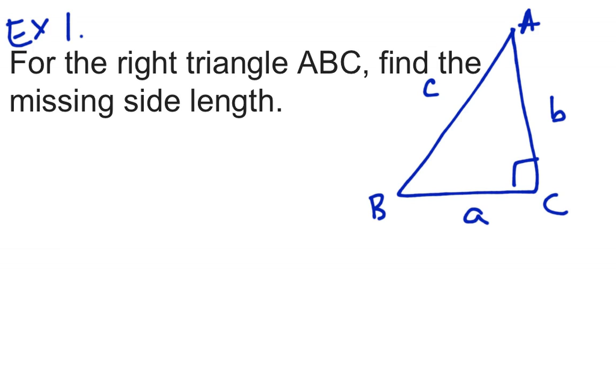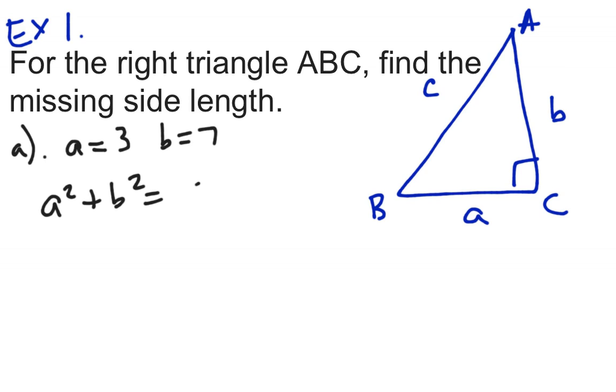So part A gives us two lengths. It's going to say that the side length A, so notice that's small a, small a is 3, and small b is 7. So if I know that my a is 3 and my b is 7, I need to find my hypotenuse c. So I'm going to use the Pythagorean theorem, a squared plus b squared equals c squared. And they've told me that a is equal to 3, so I'm going to substitute in for a the number 3, that is squared.